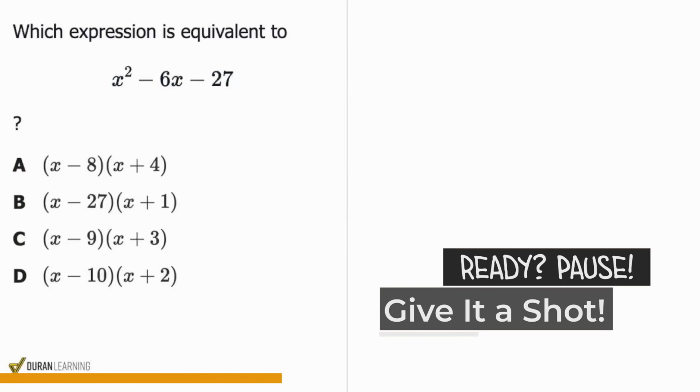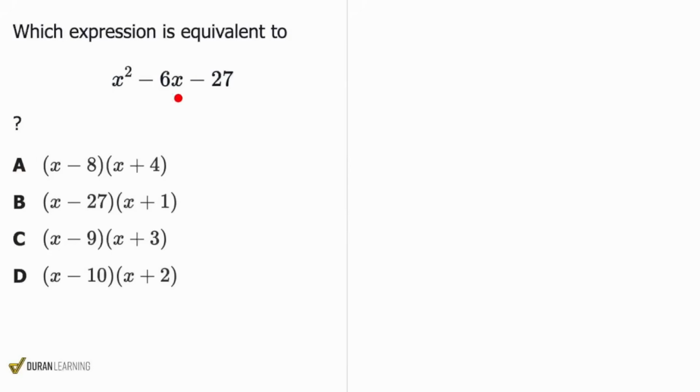Which expression is equivalent to x squared minus 6x minus 27? So here's the deal, everybody. Because we're dealing with a multiple choice question, we want to take advantage of that, especially when it comes to a pure math topic like this.